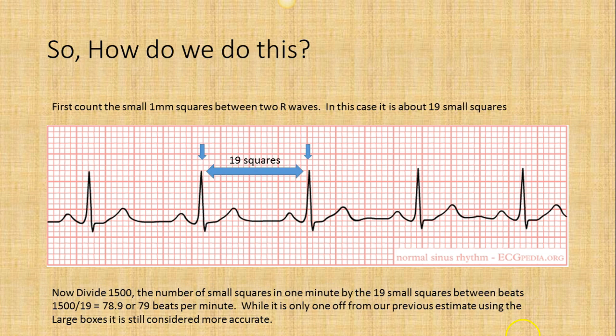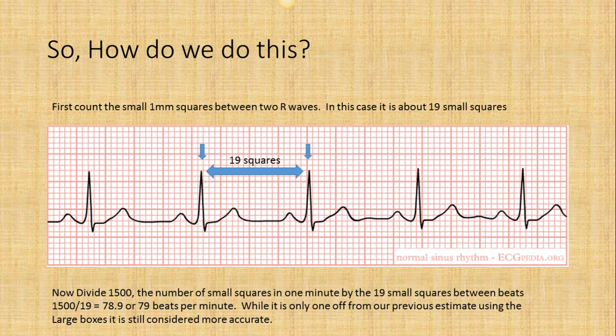Just like in the other one where we were counting the large boxes, now we're going to count the small boxes. So we start here and we count them out, and we're going to find we have 19 boxes between the two. So we simply take 1,500, we divide it by 19, and we're going to get 78.9 or 79 beats per minute. Now the other one was 75, but that would have been based on 20 boxes per minute.